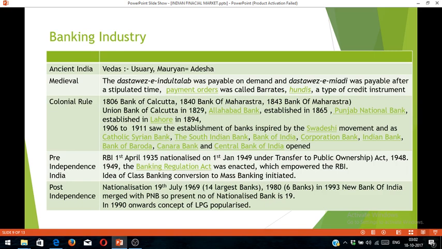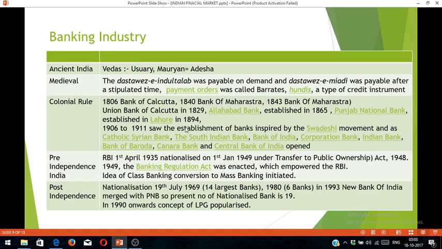In the colonial or British period, in 1806, for the first time in India, the Bank of Calcutta was established. After some time it was renamed as the Bank of Bengal. In 1840, the Bank of Maharashtra was established. In 1843, the Bank of Madras was established. Sorry, in 1840 Bank of Maharashtra, and in 1843 Bank of Madras. Further, in 1829, the Union Bank of Calcutta was established. In 1865, Allahabad Bank was established. In 1894, Punjab National Bank was established at Lahore.